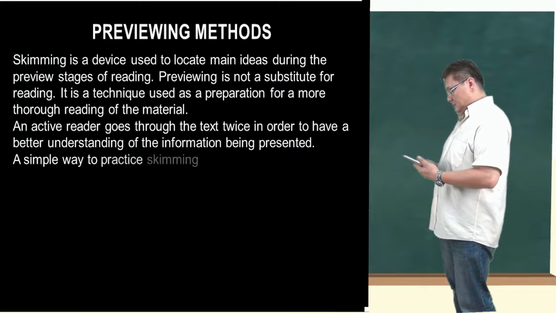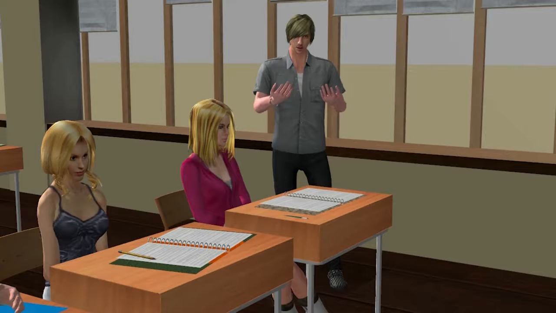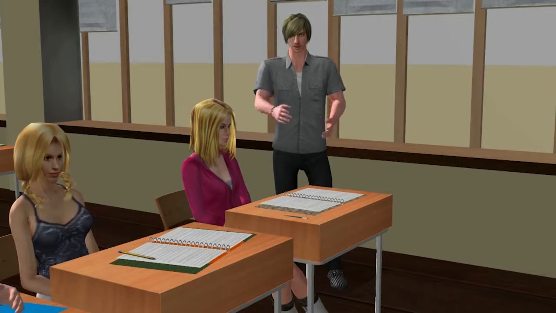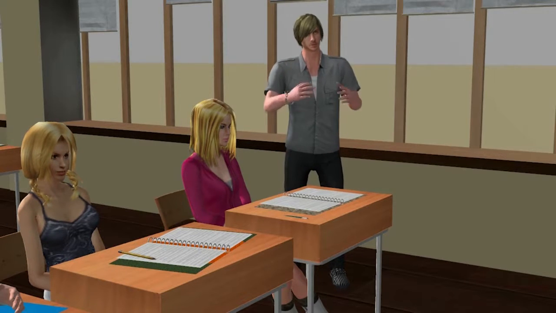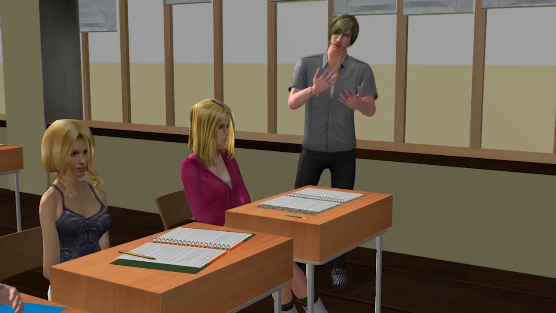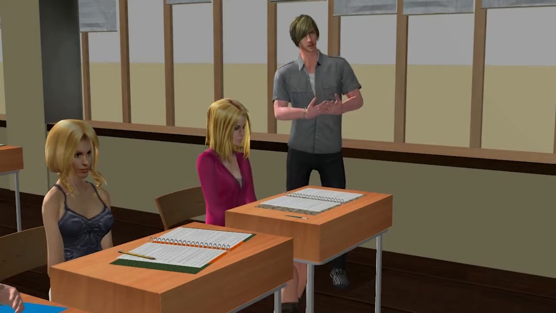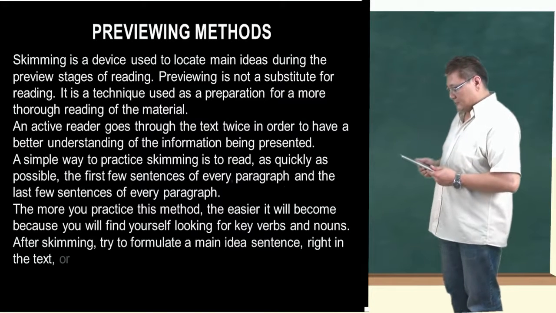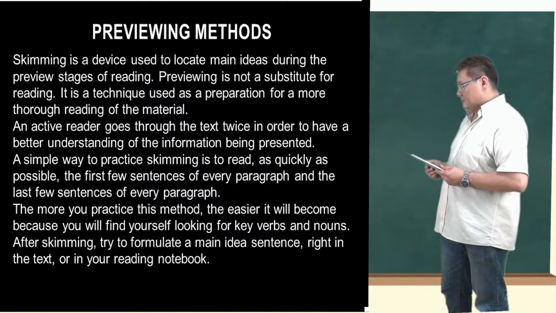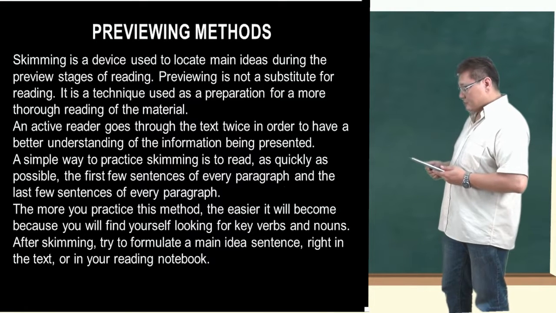A simple way to practice skimming is to read, as quickly as possible, the first few sentences of every paragraph and the last few sentences of every paragraph. The more you practice this method, the easier it will become because you will find yourself looking for key verbs and nouns. After skimming, try to formulate a main idea sentence, right in the text, or in your reading notebook.